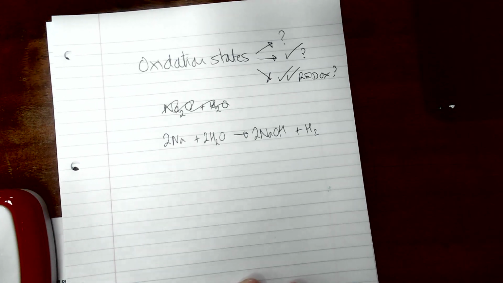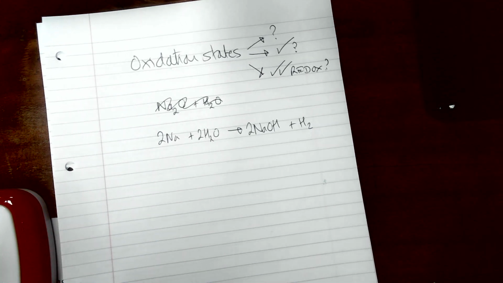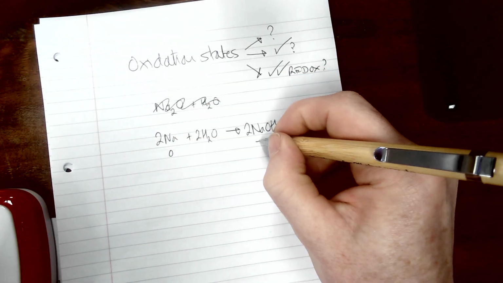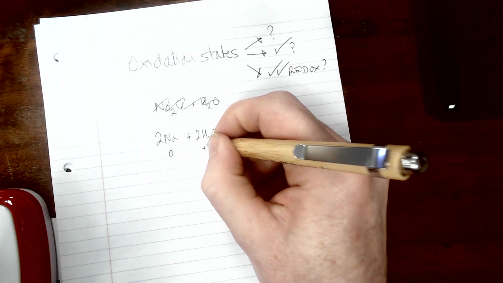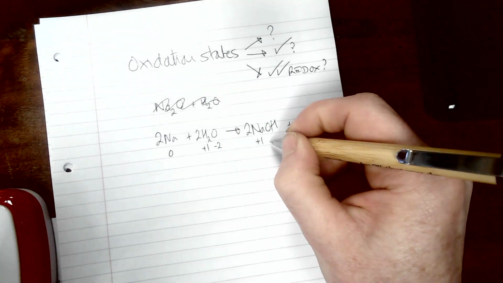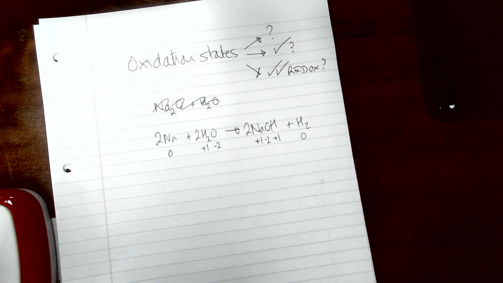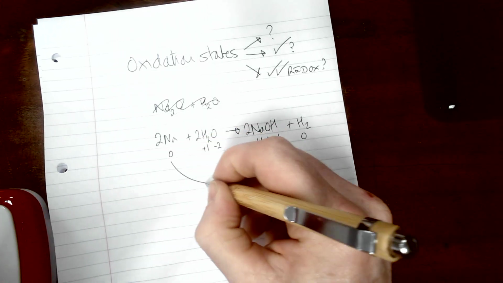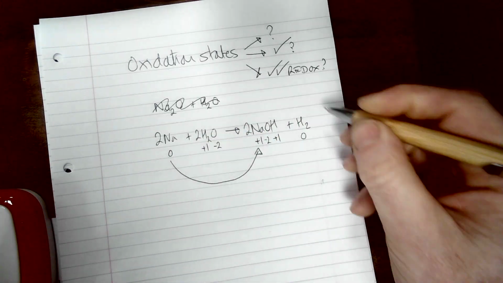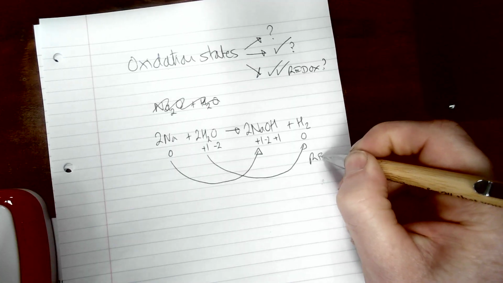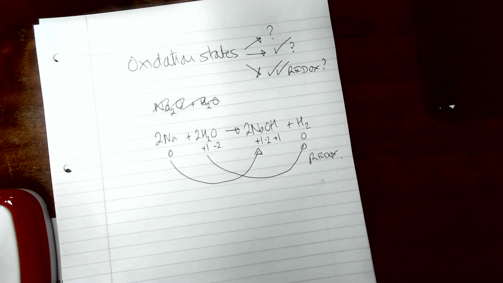I am about to do something called oxidation states, or oxidation state analysis. This is what you're going to be able to do. 0, plus 1, plus 1, minus 2, minus 2, plus 1, 0. Sodium from 0 to plus 1. Hydrogen from plus 1 to 0. This is a redox reaction.